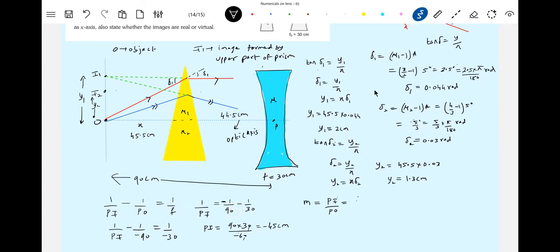Okay, -90, 120, 90 by 4. 90 divided by 4 is 22.5. For magnification, -22.5 by -90.